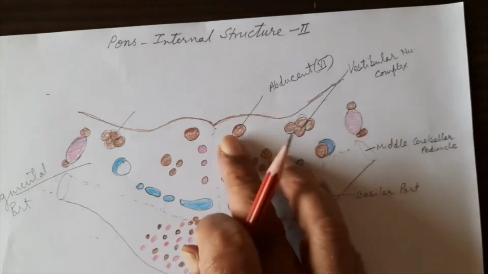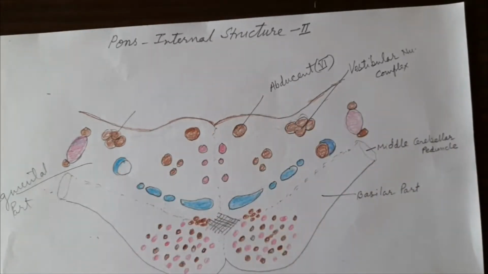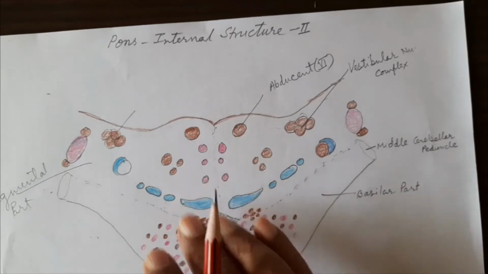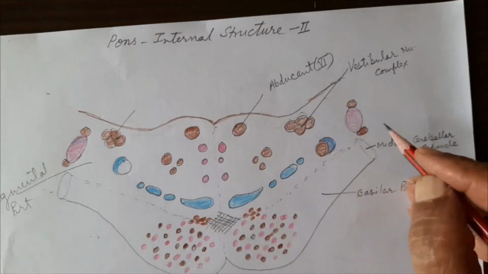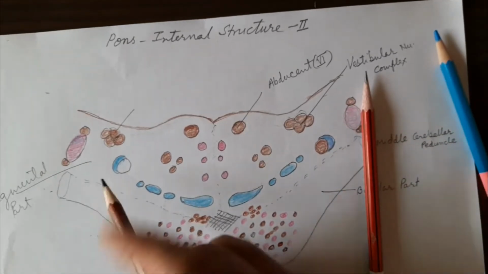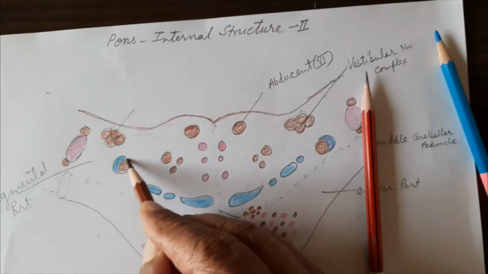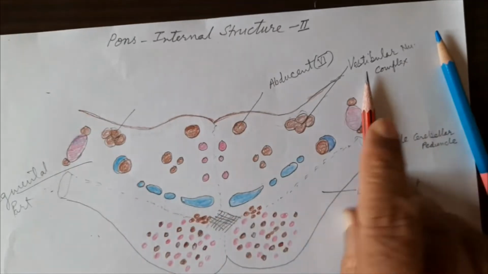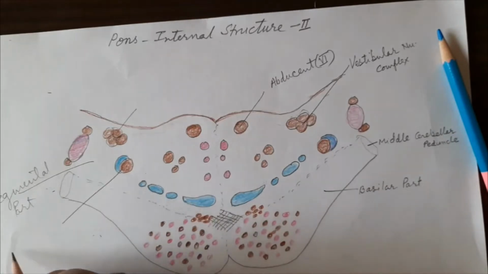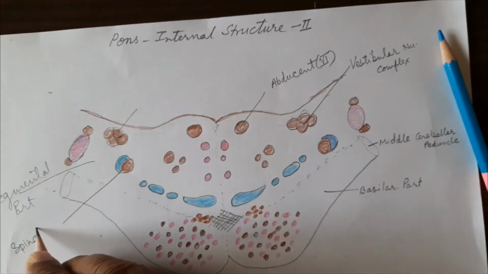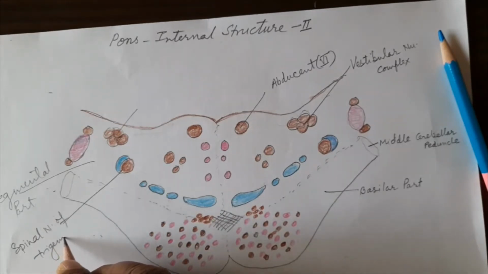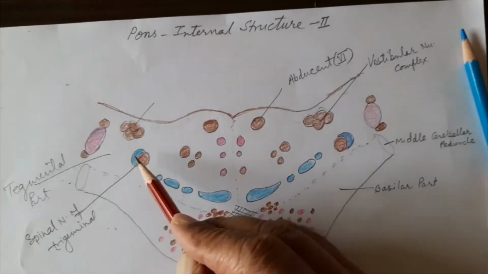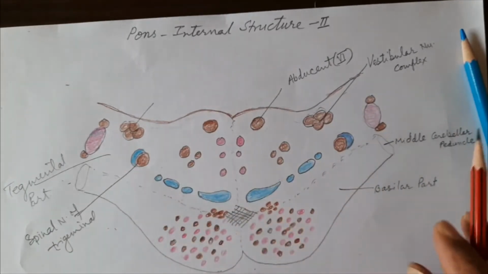Now after the abducent and vestibular nuclei, at a deeper level we will get the spinal nucleus of the trigeminal nerve. I will just draw it here and label it on this side. This nucleus is the spinal nucleus of the trigeminal or fifth cranial nerve, and its tract is located on its lateral side.